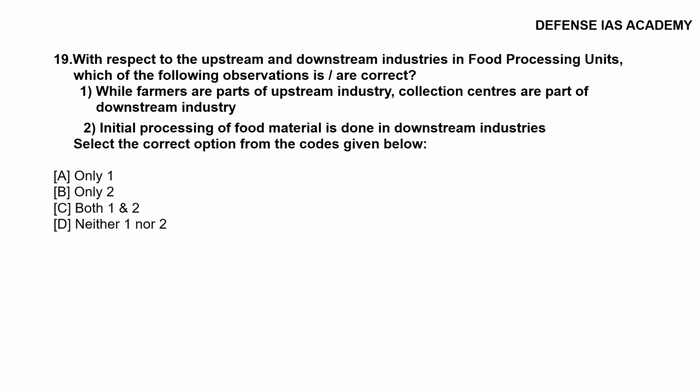Question number 19. With respect to the upstream and downstream industries in food processing units, which of the following observations are correct? 1. While farmers are parts of upstream industry, collection centers are parts of downstream industry. 2. Initial processing of food material is done in downstream industries. Select the correct option from the codes given below. The correct answer is option D, neither 1 nor 2. Means both the options 1 and 2 given in the question are not correct.